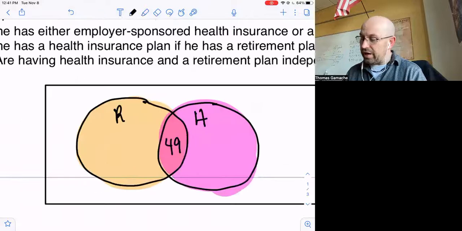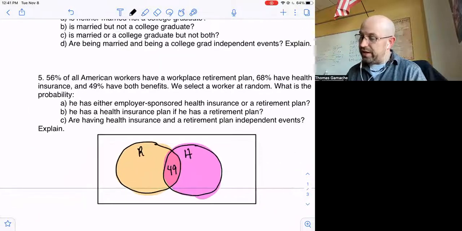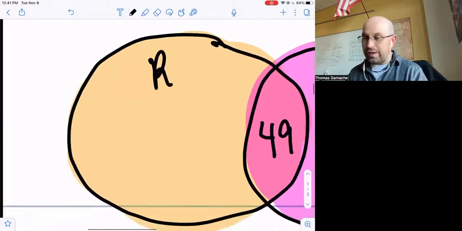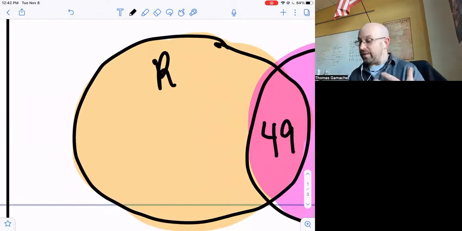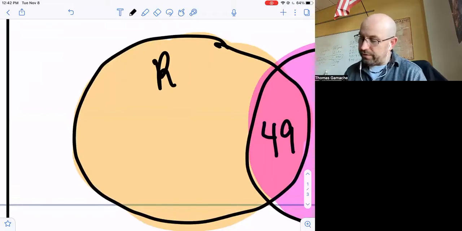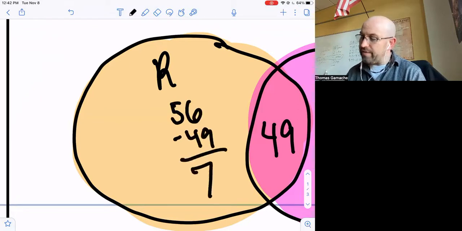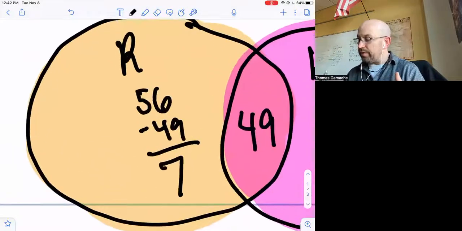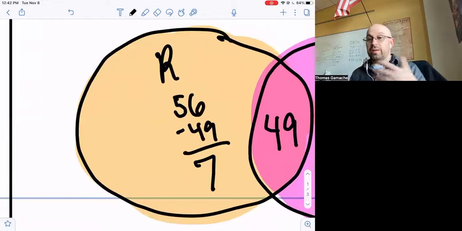Now, if you remember that retirement plan, we said that was going to be 56% of all workers. Notice how I'm highlighting this whole circle. This has to add up to 56. I've already accounted for 49 because they have both. So I'm going to take 49 away from my 56, and that's going to leave me with my 7% who only have a retirement plan. You'll notice that there's no overlap here. They're just in that retirement part of the circle. And we have the 49 who are in both, so that encompasses the whole 56% that have retirement.